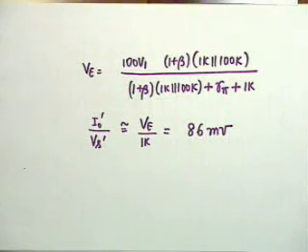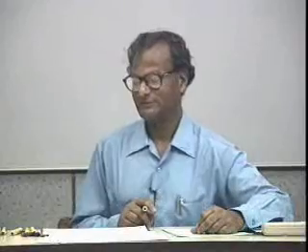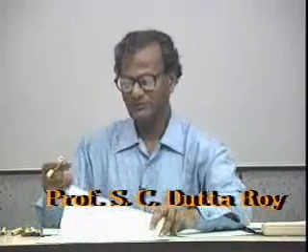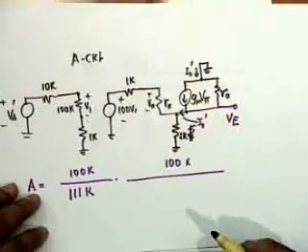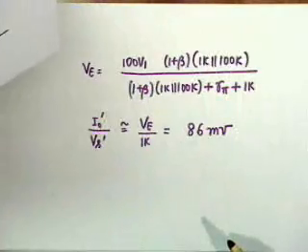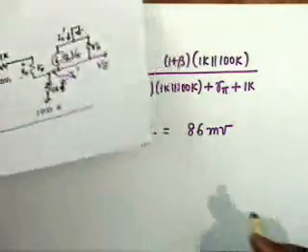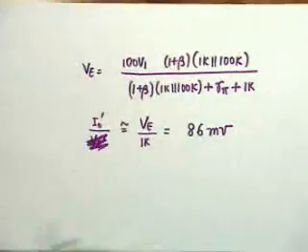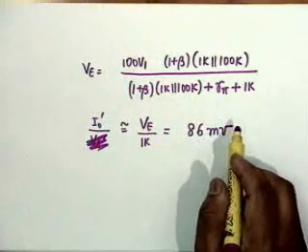And what was beta? Haven't we already found out what beta is? Beta is RE, so beta is 1K. How VE by 1K? Yes? Oh, I'm sorry. This is I0 prime. I beg your pardon.